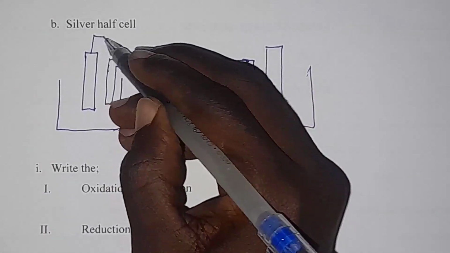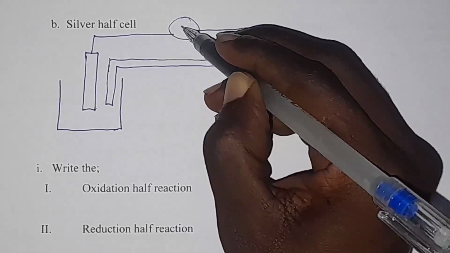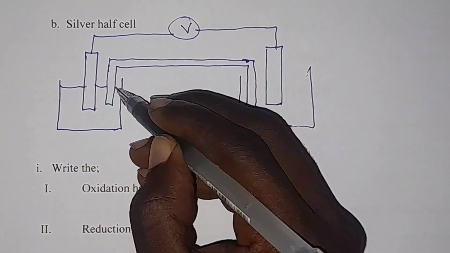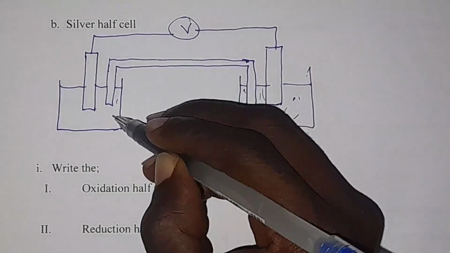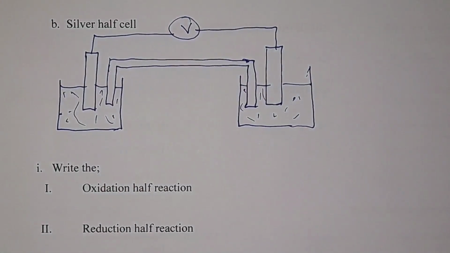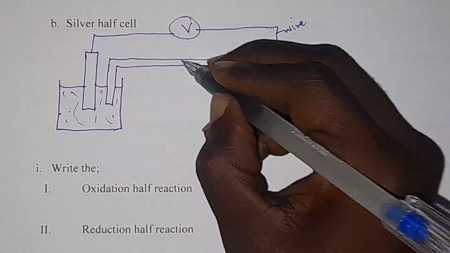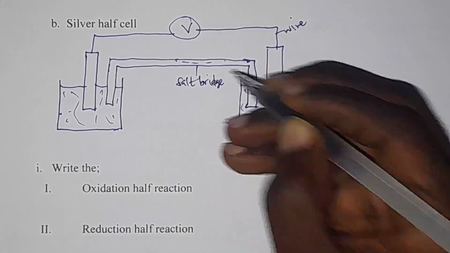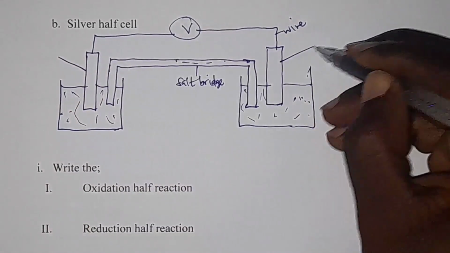So I'm going to use wire to connect the 2 half cells, and in between I can put a voltmeter. So I'm going to put the solutions here. So we have solutions. Now this is the wire. This is the salt bridge. So let us see the ones that we are going to put on this side and the one we are going to put on this other side.